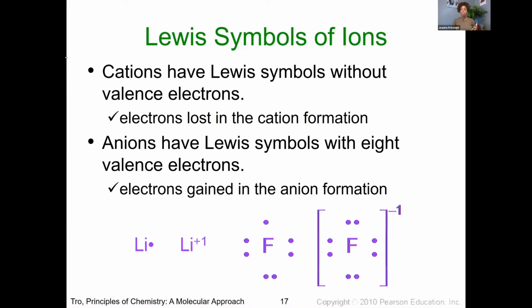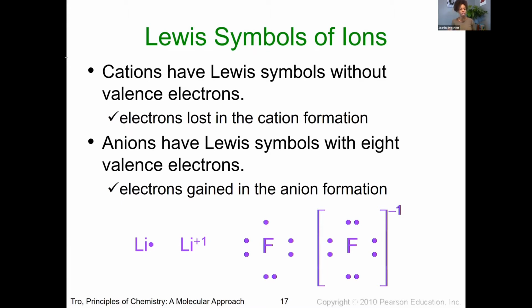So if you recall in the previous video, when we're drawing these Lewis symbols, we start off by looking at the number of valence electrons that an atom has. We still start with that information when we're developing Lewis symbols for ions, but bearing in mind that if it's a cation, we'll be taking away electrons, and if it's an anion, we'll be adding additional electrons to create that charge.